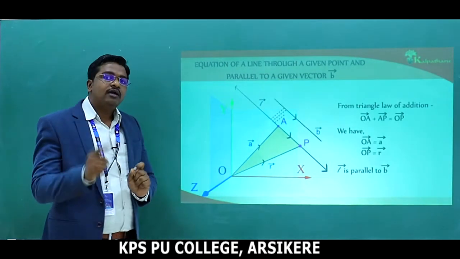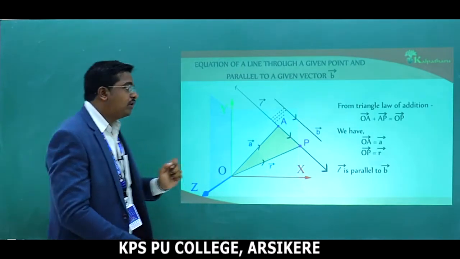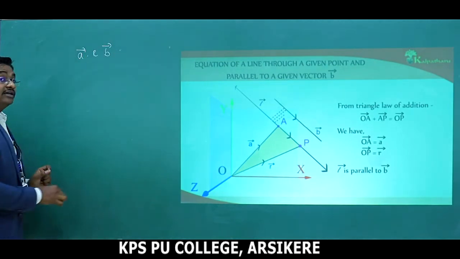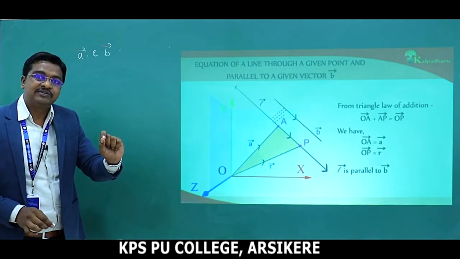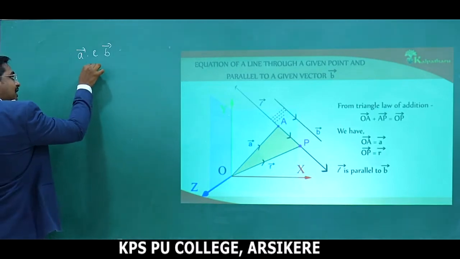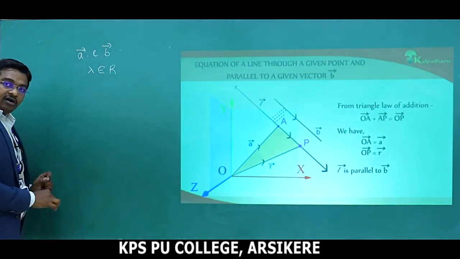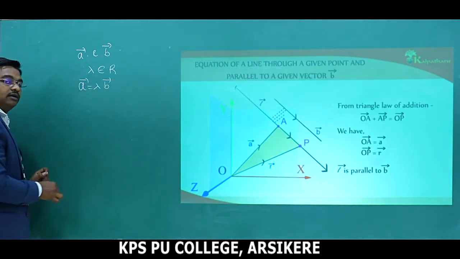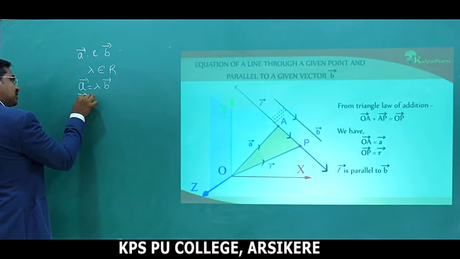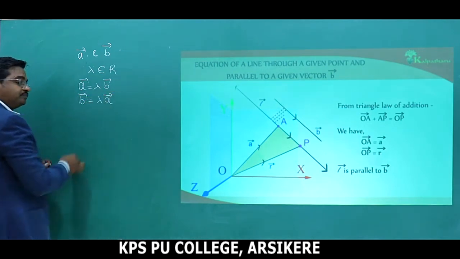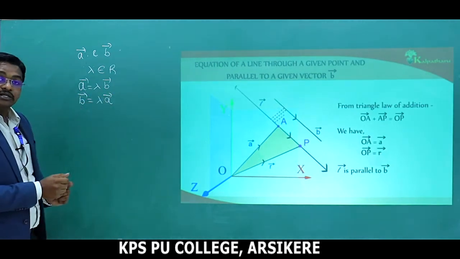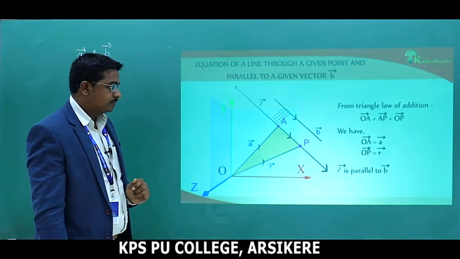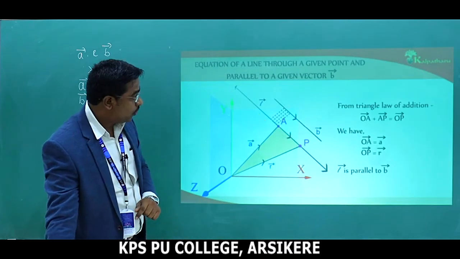Just observe here, in vector algebra we discussed that when vector A and vector B are parallel, then there exists a real number lambda belonging to R such that A can be expressed as a scalar multiple lambda into B, or B can be expressed as lambda into vector A. That is the case when two vectors are parallel. Similarly, the line is parallel to the vector B.